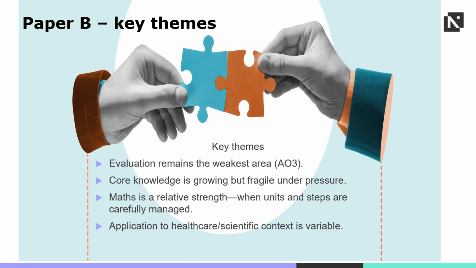From the analysis of Paper B, several key themes emerged that are useful for guiding future teaching and assessment preparation. First, evaluation remains the weakest area, particularly under AO3. Many students are able to recall and explain concepts, but when it comes to justifying decisions or analysing implications, the responses often fall short. We need to explicitly teach how to evaluate in scientific contexts.